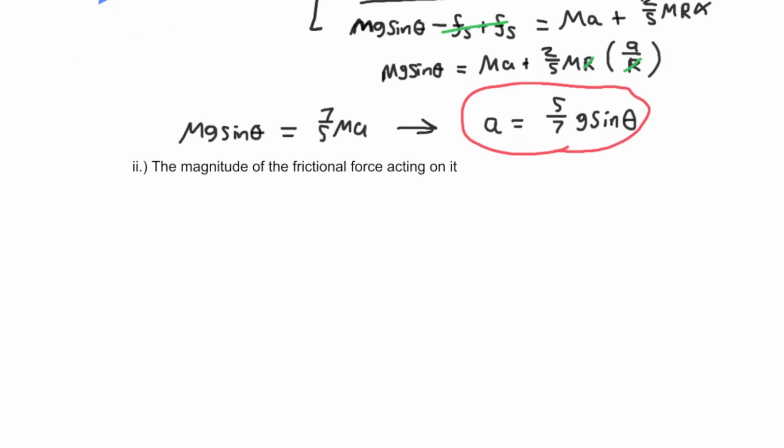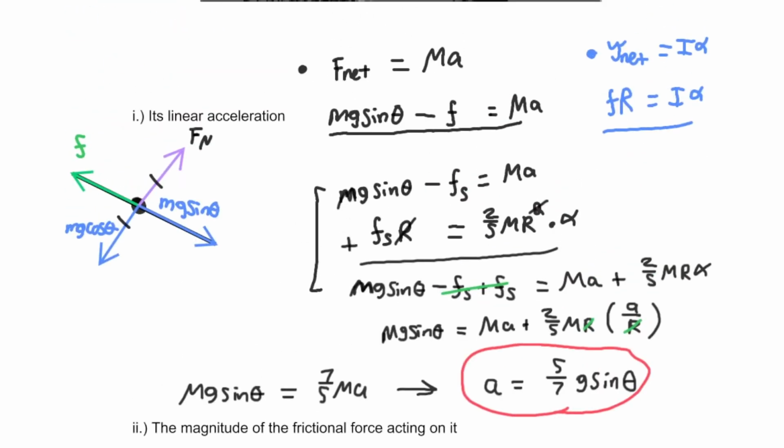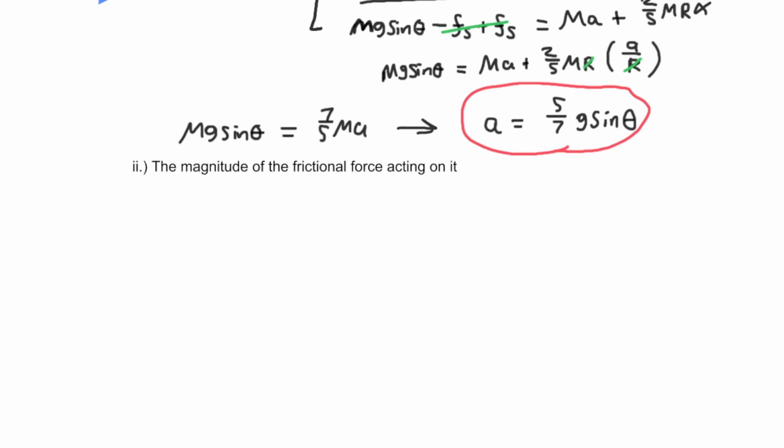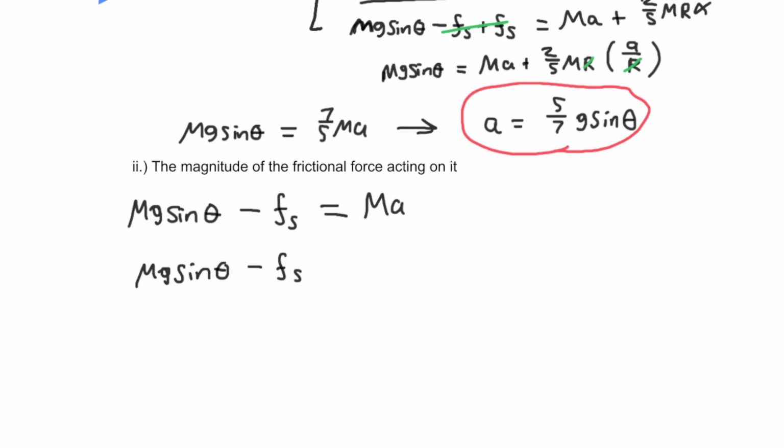And now the friction force is much easier to get from this. For the friction force, we can pick either of these two equations to plug back into. And maybe just to avoid the moments of inertia, let's just use the force equation where we had mg sine theta minus friction equals ma. And we found what a is, so we get mg sine theta minus the static friction force is equal to m times 5/7 g sine theta.